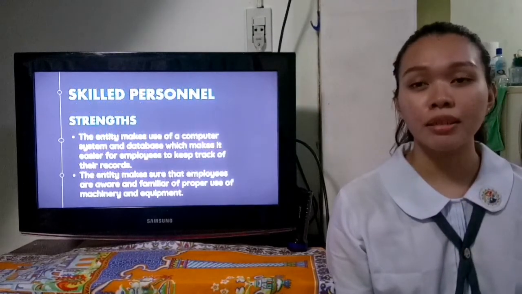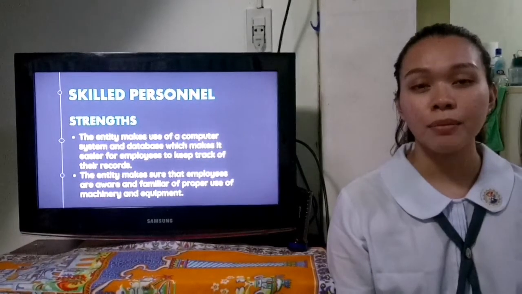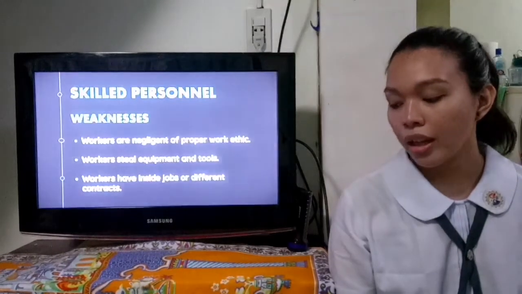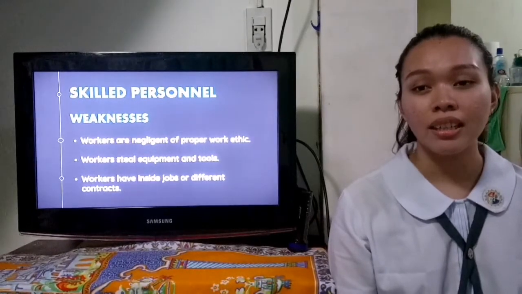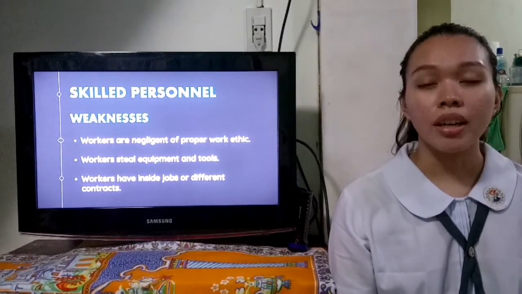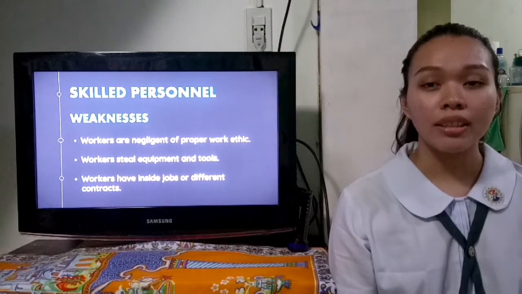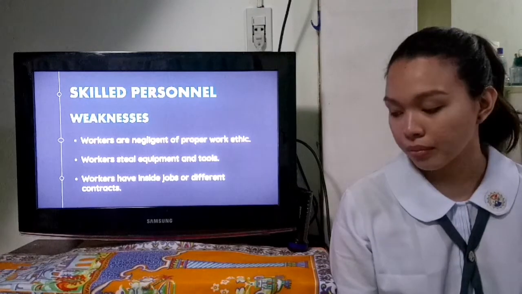Next is on the skilled personnel. Strengths in this type of asset is the licensed, trained, and skilled workers of the entity. While as weaknesses, it can be the negligent attitude of workers, their poor work ethic, and also workers having inside jobs or different contracts of other entities.